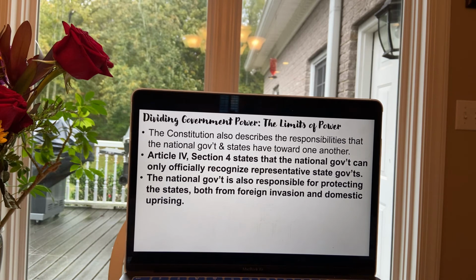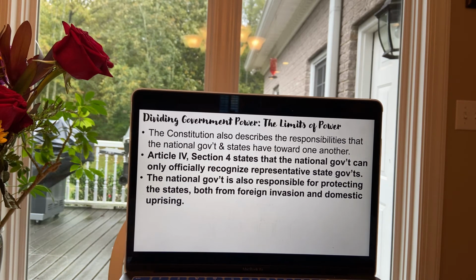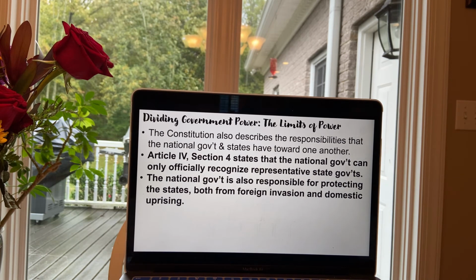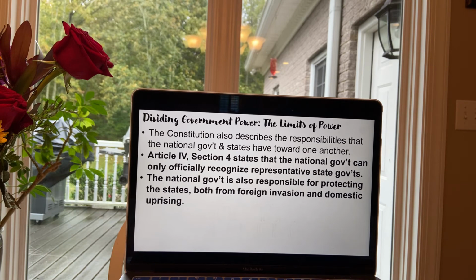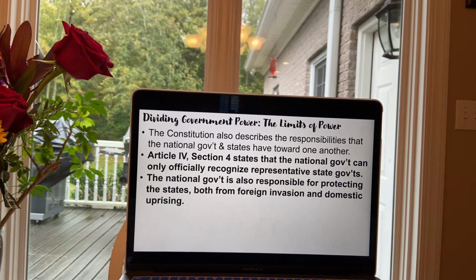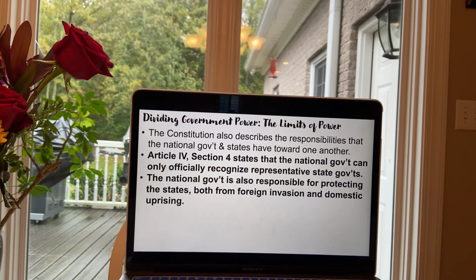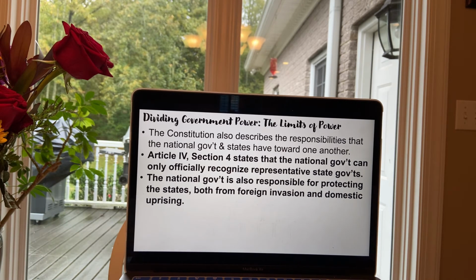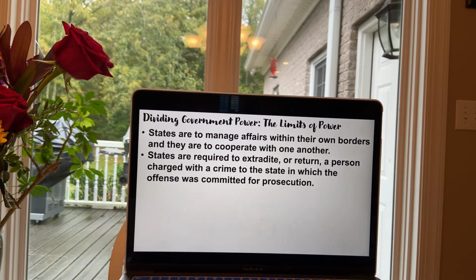The Constitution also describes the responsibilities that the national government and state governments have toward one another. Article 4, Section 4 states that the national government can only officially recognize representative state governments. The national government is also responsible for protecting the states both from foreign invasion and from domestic uprising. States are to manage affairs within their own borders, and they are to cooperate with one another.